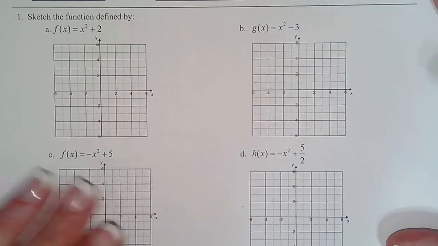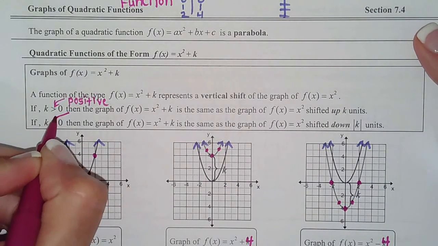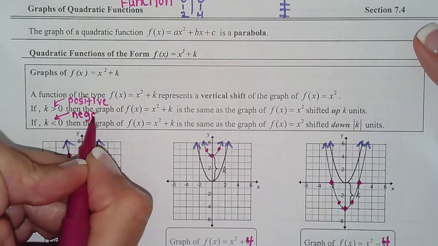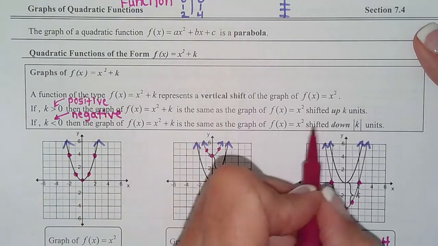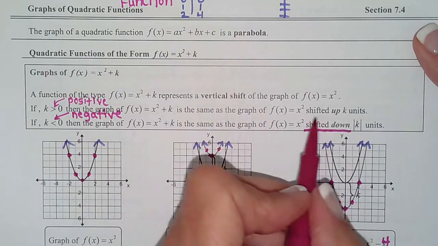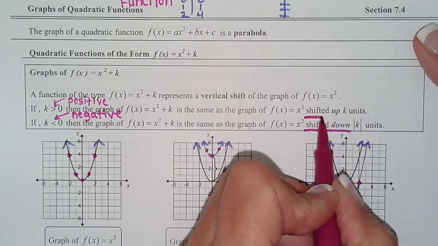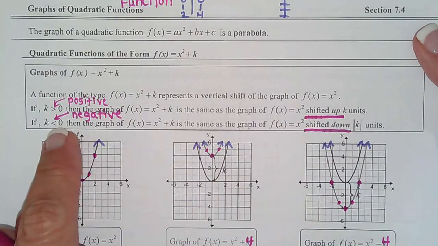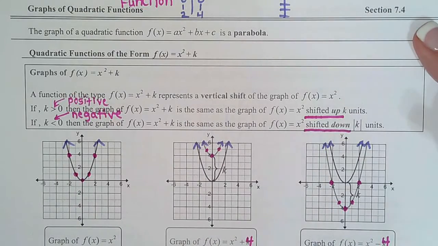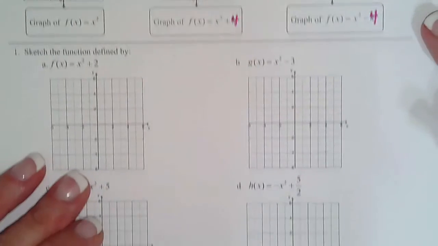So this is the mother function. Oh, and I forgot to write up here, I was telling myself, don't forget, when k is less than 0, which means it's negative, that's when the graph gets shifted down. So when you add a number at the end, plus 4, plus 6, it's called a shift up. When you subtract a number from the end, like minus 4, then it's a shift down. And you should know that verbiage because that's important for 150.